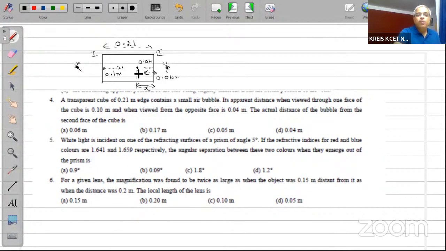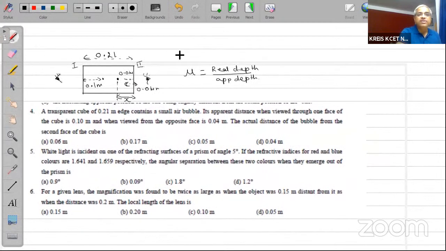ನೋಡಿ ಸ್ಟೂಡೆಂಟ್ಸ್, ಒಂದು ನಮಗೆ ಗೊತ್ತಿರೋ ಮಾಹಿತಿ ಏನಂದ್ರೆ ರಿಫ್ರಾಕ್ಟಿವ್ ಇಂಡೆಕ್ಸ್ ಆಫ್ ದಿ ಮೆಟೀರಿಯಲ್ is given by the real depth by apparent depth. ಇದು ನಮಗೆ ಗೊತ್ತಿರುವಂತ ಮಾಹಿತಿ. ಈಗ ಮೊದಲನೇ ಸರ್ಫೇಸ್ ಅಲ್ಲಿ ನೋಡೋಣ, ಮೊದಲನೇ ಫಸ್ಟ್ ಫೇಸ್ ಅಲ್ಲಿ ಏನಾಗುತ್ತೆ. ಫಸ್ಟ್ ಫೇಸ್ ಅಲ್ಲಿ ನೋಡಿದಾಗ ದಿ ಆಕ್ಚುಯಲ್ ಡಿಸ್ಟೆನ್ಸ್ ಇದೆಯಲ್ಲ, that distance will be nothing but 0.21 minus x ಆಗ್ಬೋದಾ? So therefore the real depth will be 0.21 minus x divided by apparent depth is known, is given to be 0.1, and that is what is equal to mu.